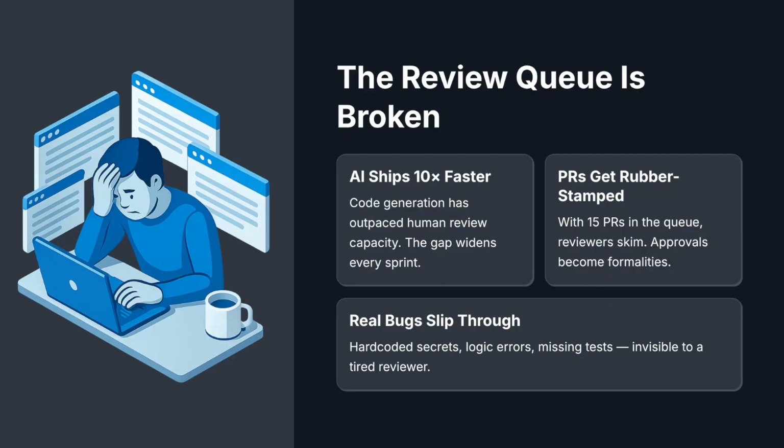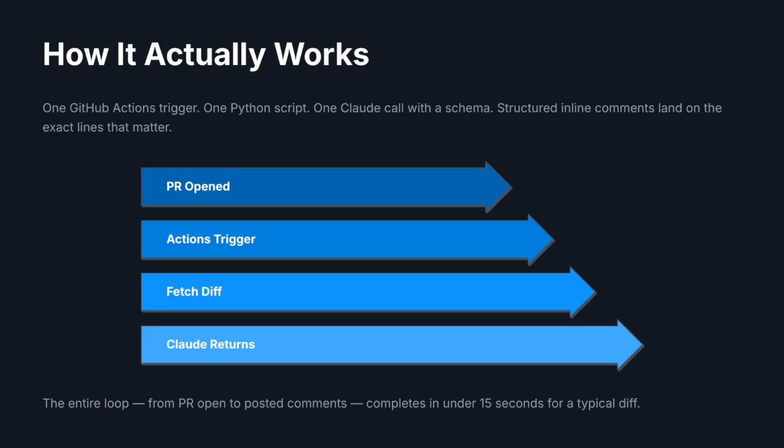So today we are building a bot that reads them for you, posts inline comments and catches what a tired reviewer would miss. So here is how it works. We are using GitHub Actions to fire off a Python script every time someone opens a PR. The script grabs the diff, hands it to Claude with a Pydantic schema that defines what a review looks like and gets back structured findings. Then we post those findings as inline comments on the actual lines of code. That is the whole loop.